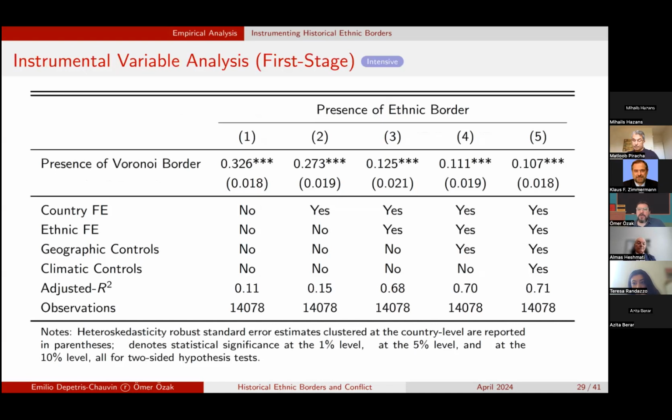Let me show you now our first stage analysis based on the centroid of the homelands that we take from Murdock's map. Here I'm showing you whether the fact that a cell has a Voronoi border predicts the fact that there is a historical ethnic border in that same cell, right? We see that the pure correlation suggests that having a Voronoi border increases the probability of having an actual historical ethnic border by about 32%. We then add country fixed effects and continental ethnic fixed effects. That consumes a lot of the variation. But notice that once we account for country and ethnic fixed effects, adding additional controls has no impact on our coefficient, right? And that's again suggestive of this conditional plausible exogeneity.